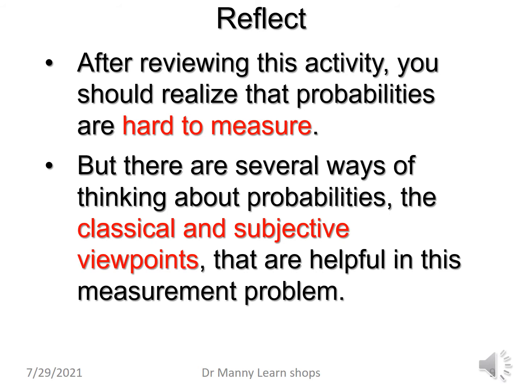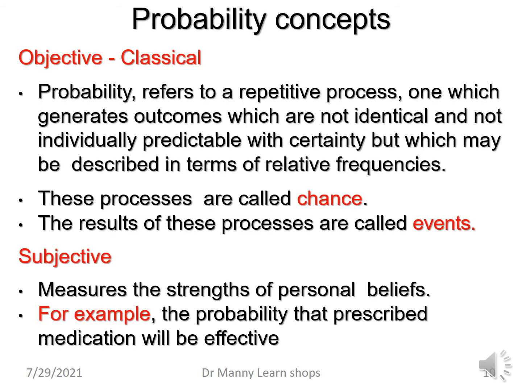Okay, let's reflect. After reviewing this activity, you should realize that probabilities are hard to measure. But there are several ways of thinking about probabilities, and these include the classical and subjective viewpoints that may be helpful. So, objective probability refers to a repetitive process, one which generates outcomes which are not identical and not individually predictable with certainty, but which may be described in terms of relative frequencies. These processes are called chance, and the results of the processes are called events.